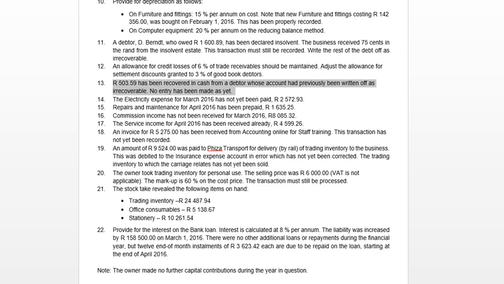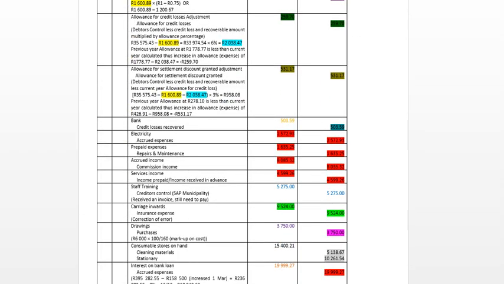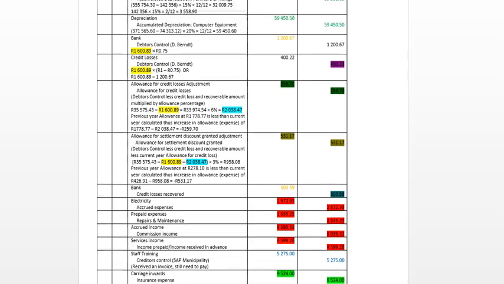So we'll debit bank account, and then we're going to credit as an income our credit losses recovered. Okay, so our bank increases, so we will debit bank 503 Rand and 59 cents, and then we're going to credit our income, and income we know increases on the credit side. So we will credit our credit losses recovered account by 503 Rand and 59 cents.